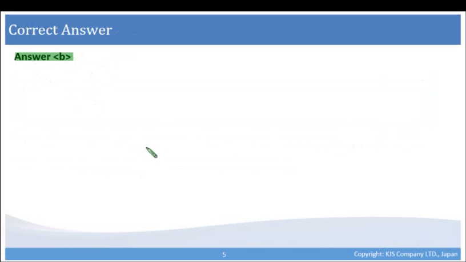And so, as we said, B is the correct answer. So what we've learned here is how to evaluate a decision table using some very simple logic.